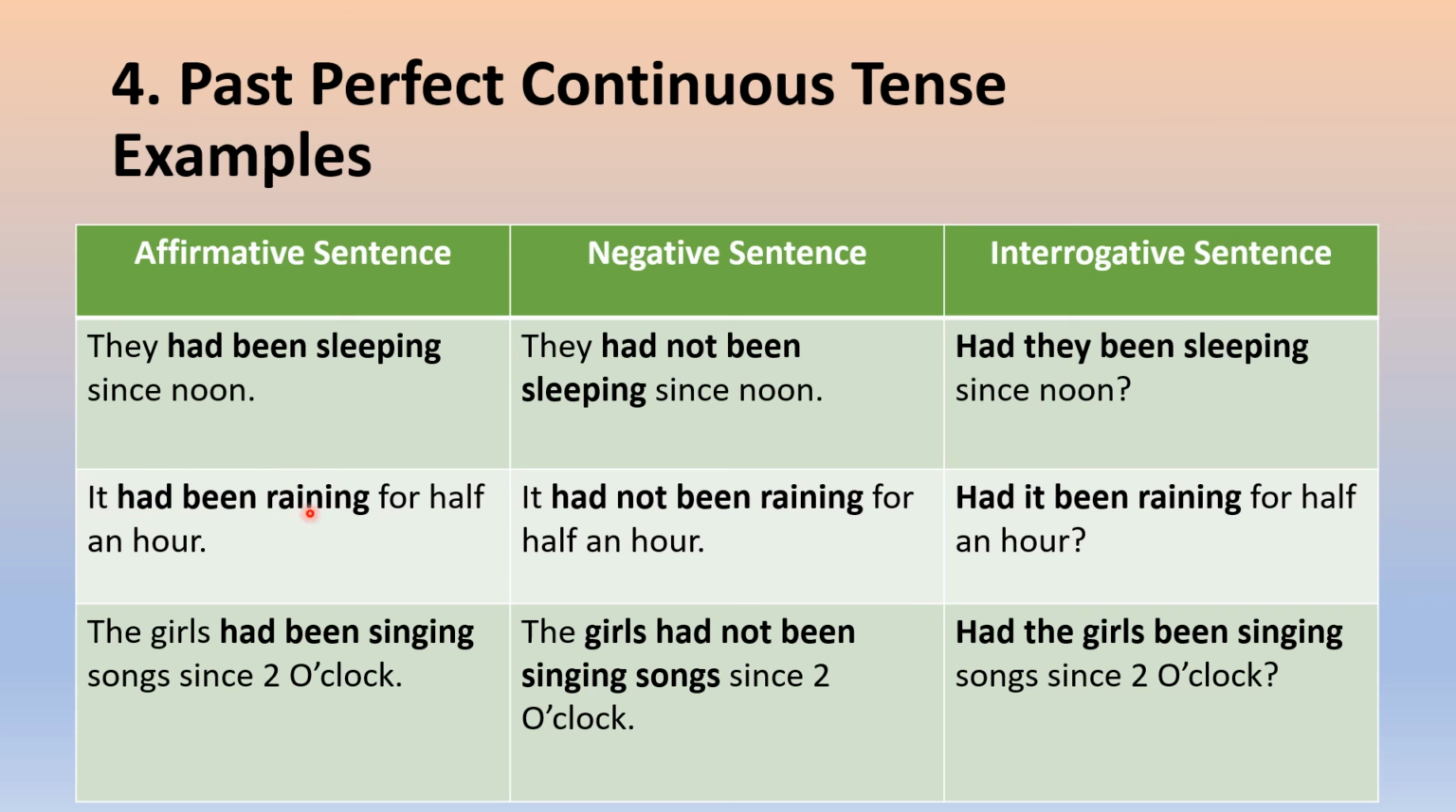It had been raining for half an hour. It had not been raining for half an hour. Had it been raining for half an hour? The girls had been singing songs since 2 o'clock. The girls had not been singing songs since 2 o'clock. Had the girls been singing songs since 2 o'clock?